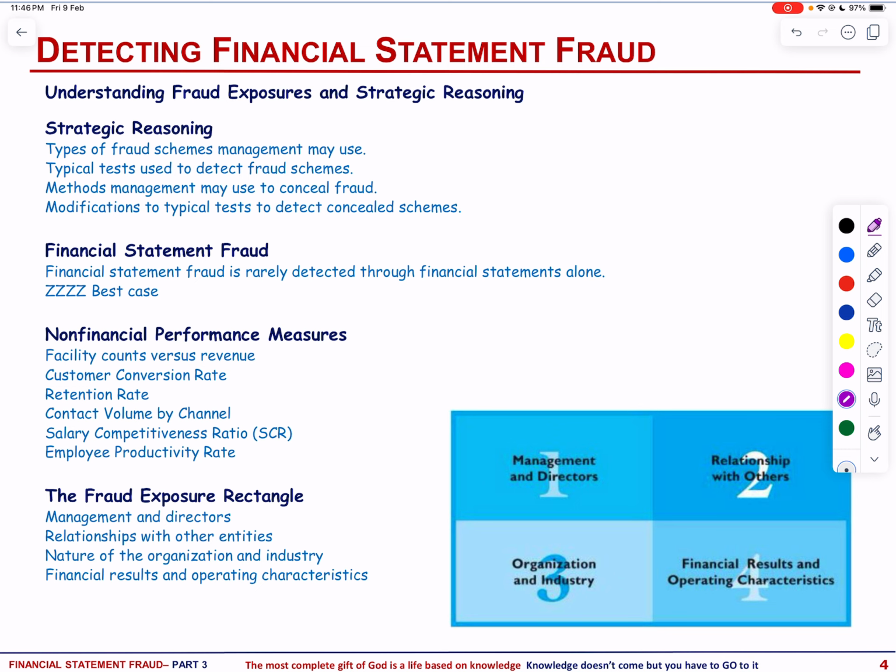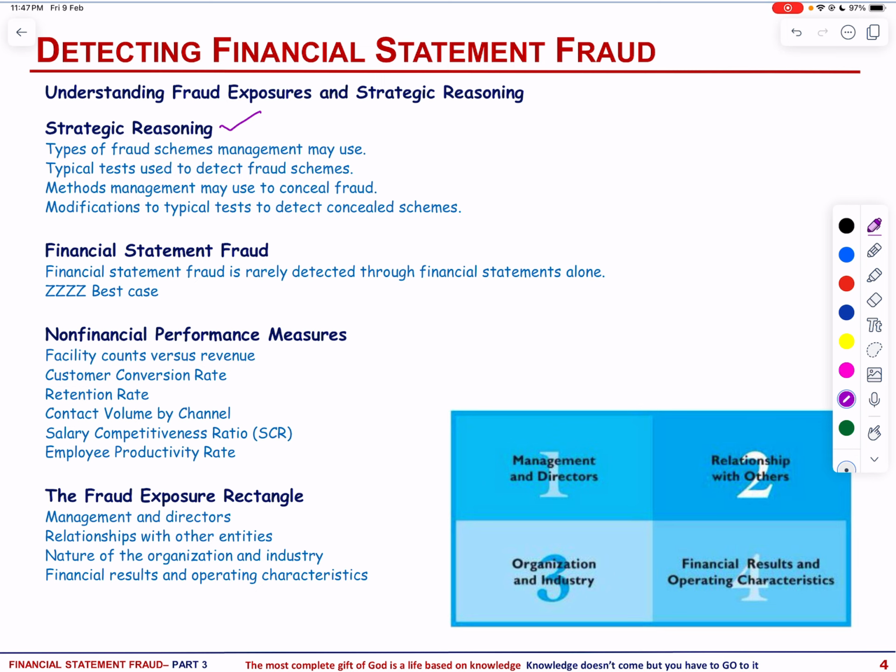In order to detect fraud, investigators should use strategic reasoning. This involves asking questions like what type of fraud might be used, how could these schemes be hidden from typical tests, how can tests be modified to detect concealed frauds.